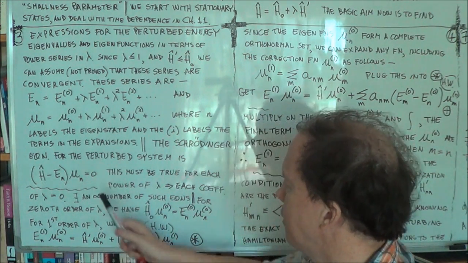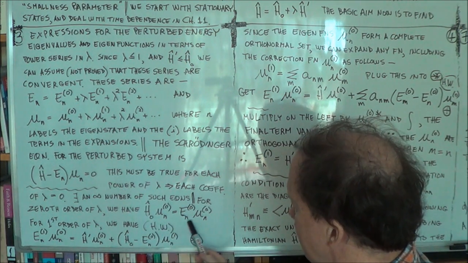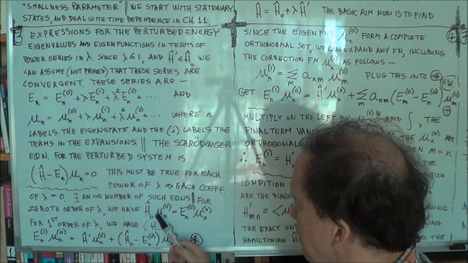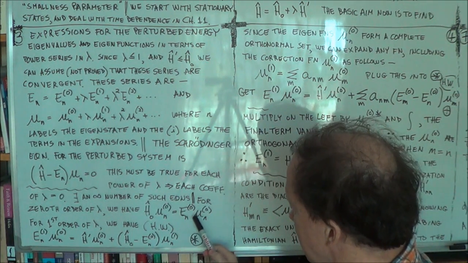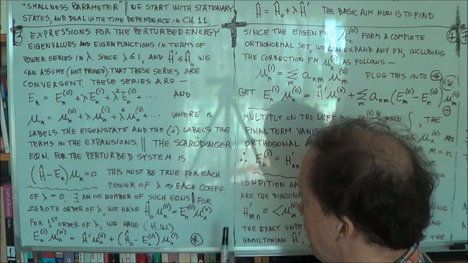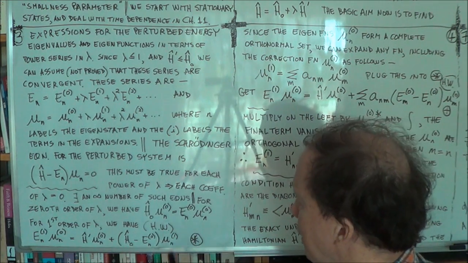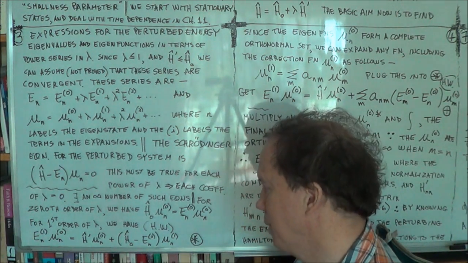Do this for homework. You'll find that you get this. So in other words, you get H0 hat un0 minus En0 un0 equals 0. So you end up getting the original eigenequation for the unperturbed system that you're talking about.